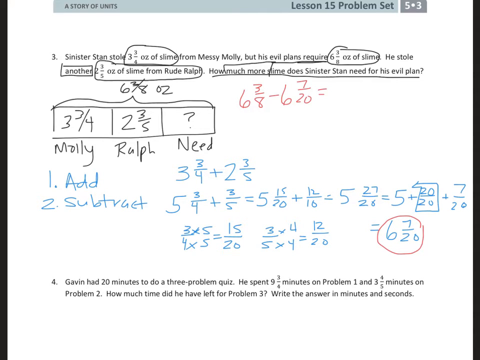So if I just subtracted the whole numbers, 6 minus 6 means I have 0 wholes left over. So if I really wanted to, I could put a 0 wholes and then subtract 3/8 minus 7/20. Now we've got to count by 8 and 20 to find a common denominator, or the like unit.